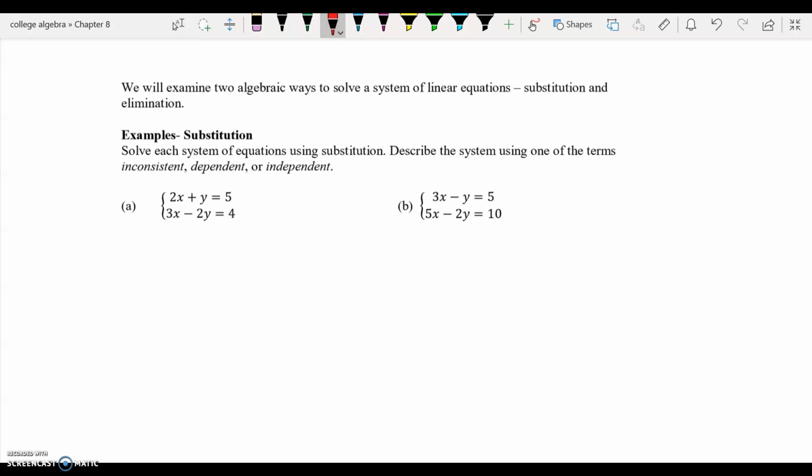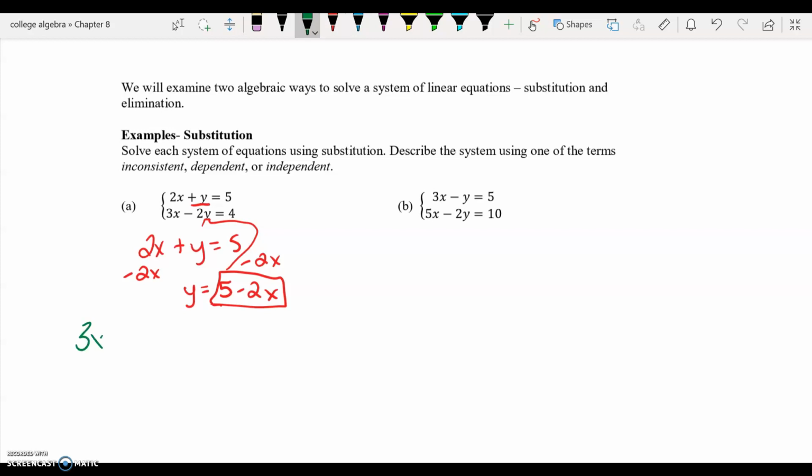Substitution is most helpful whenever you have a single letter by itself with a 1 in front of it. So in this case, the y is by itself, so I'm going to solve it for y. I'll subtract 2x. I'm going to get y equals 5 minus 2x. Now you're going to take that y and sub it in for the y in the other equation. So I'm going to write the other equation: 3x minus 2 times (5 minus 2x), replacing that y with 5 minus 2x, set equal to 4. Now I've got to solve it.